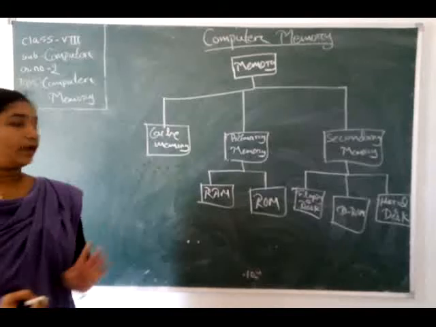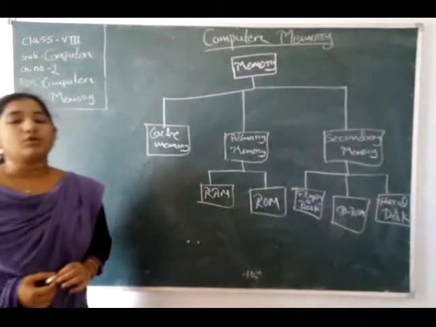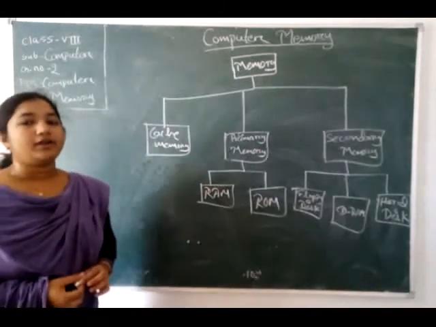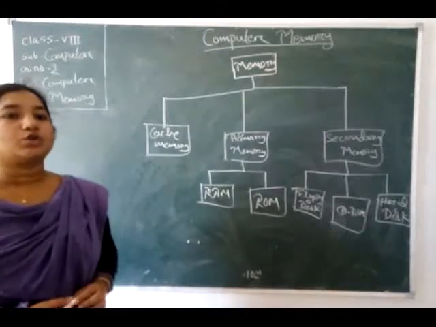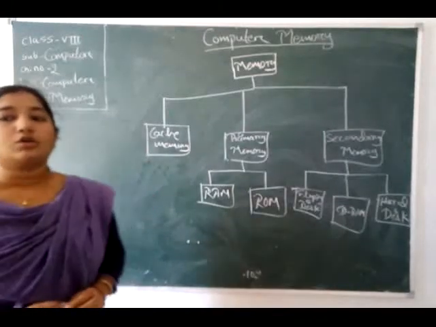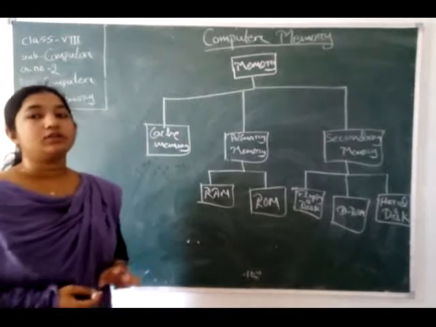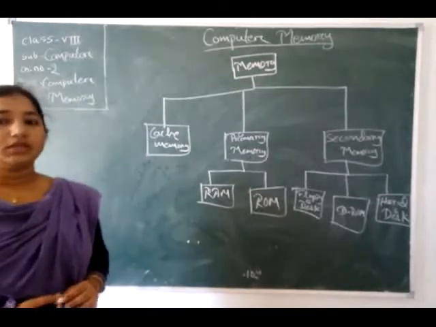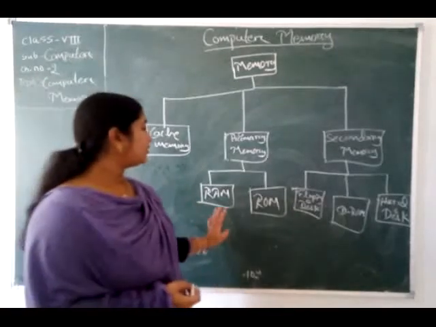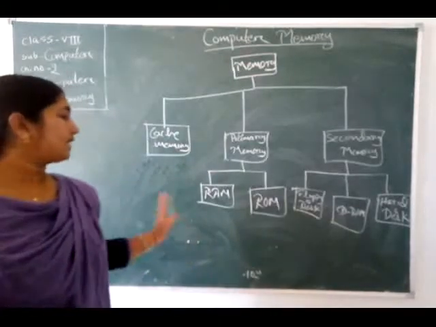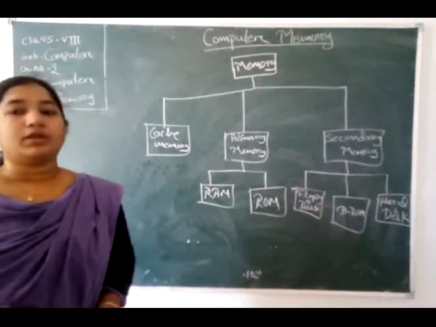By the help of primary memory, the CPU can constantly interact with the data, retrieve the data, store the data, go through the instructions and execute them as per the requirements. And next, the types of primary memory. There are two types of primary memory. One is RAM and another is ROM.